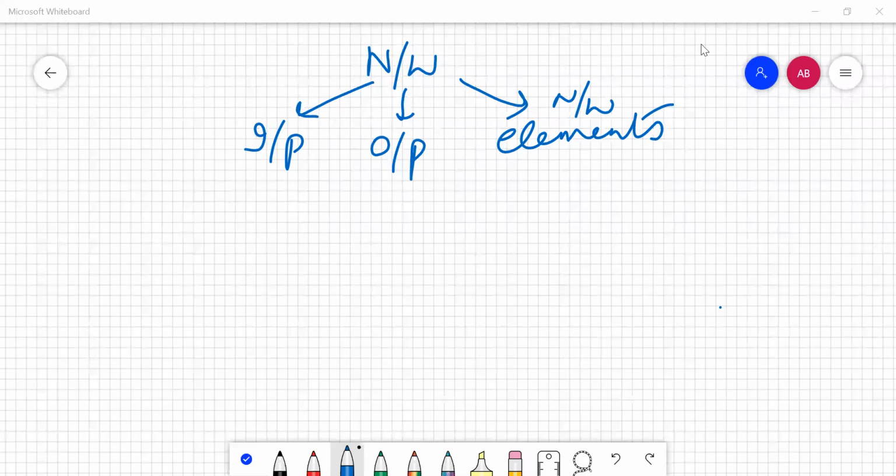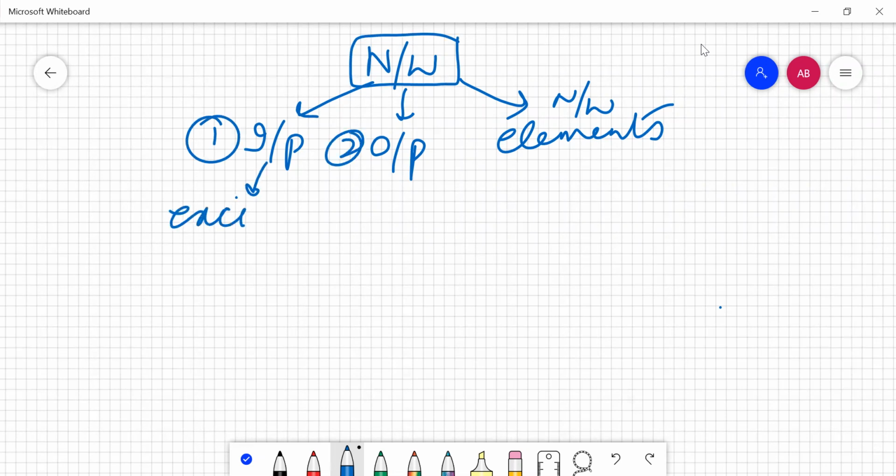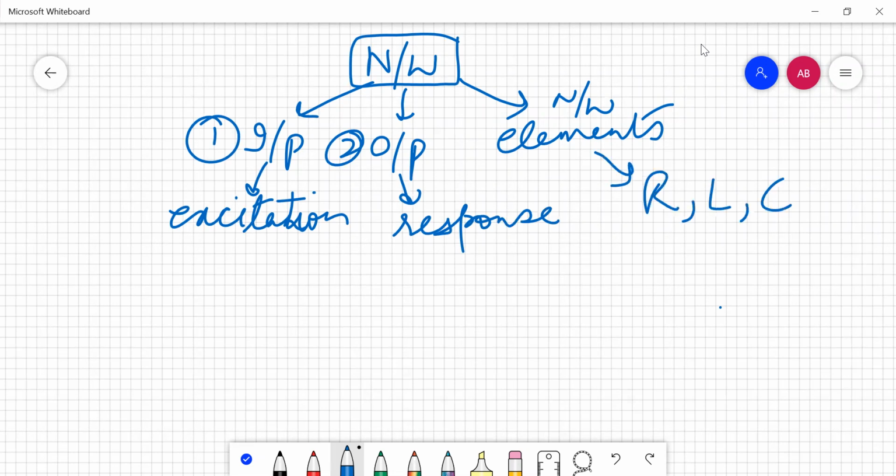Hello students. So today we are going to start with our new topic, and that is network synthesis. But before proceeding to network synthesis, you all must know that for any given network, three things are important. One is the input, also called the excitation, that we provide to any network. Second is the output, also called the response of the system, and the network elements, that is the R, L, and C components with which any network is made.